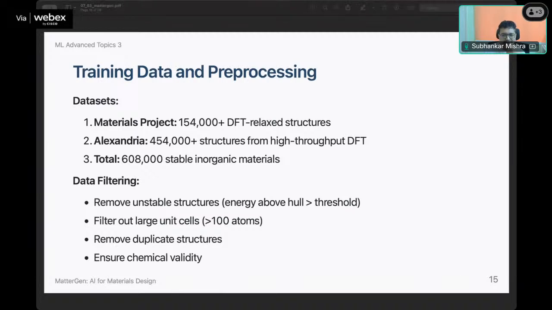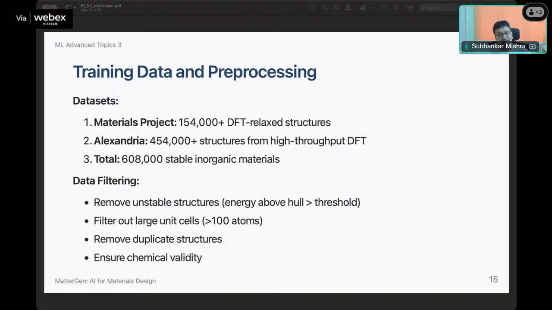Now, what was the training data used for MatterGen? So around 154,000 DFT structures. The dataset was over 600,000 stable inorganic materials from the Materials Project and Alexandria databases, and specifically unstable structures were filtered out, invalid structures were filtered out, so that we have a good quality set. And that's basically the data filtering part, right?